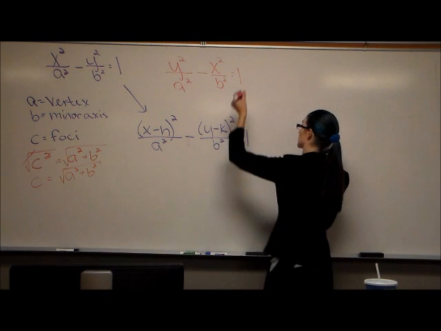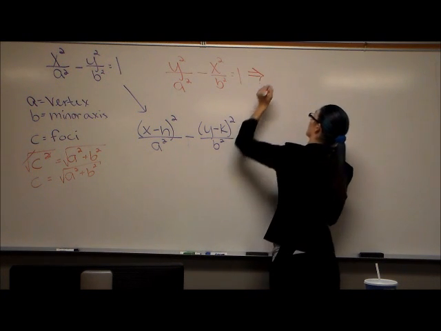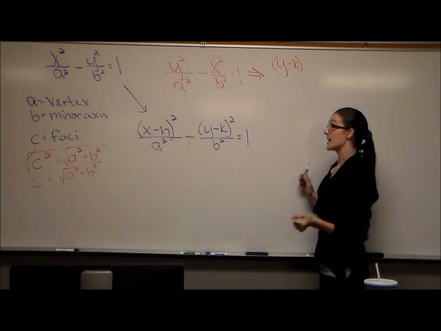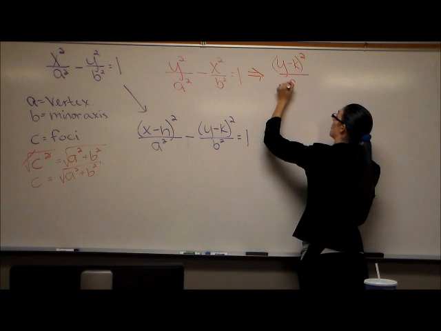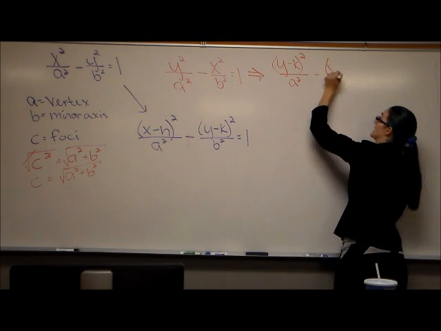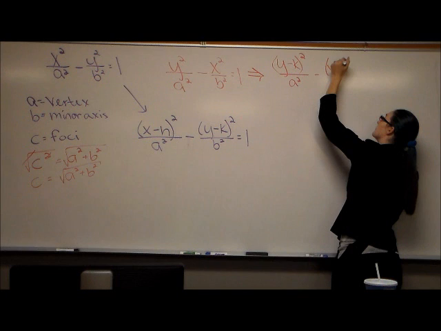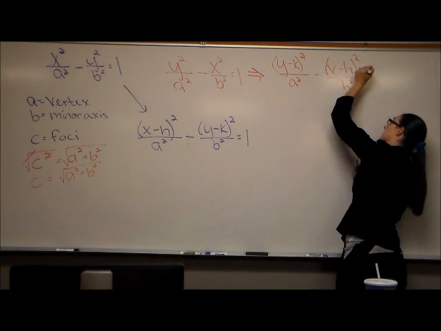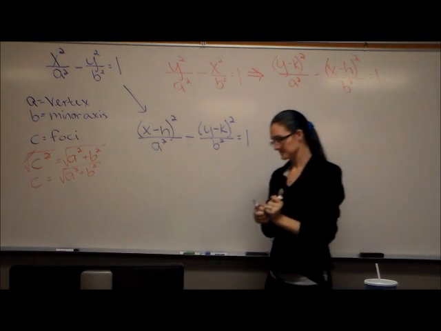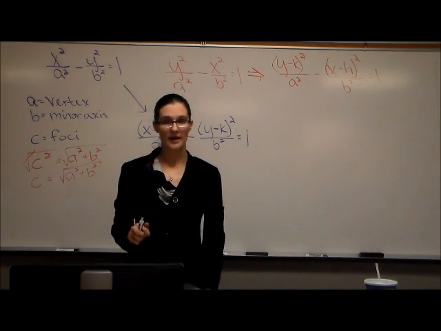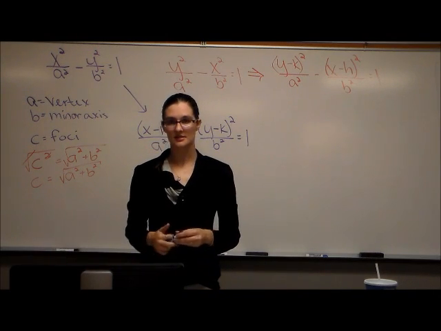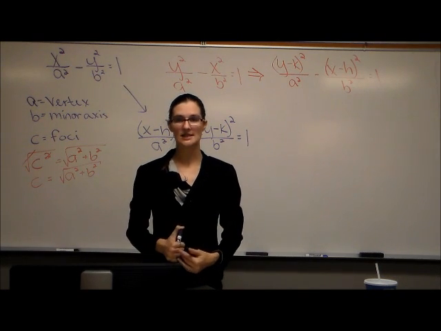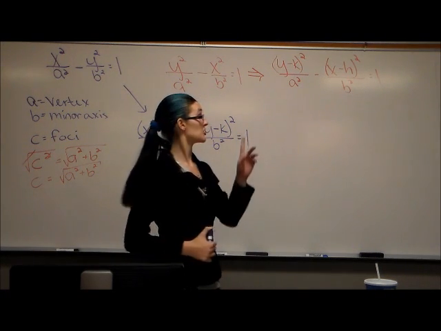So when the y is your major axis, your y still has to come first, but k is always with y. So y minus k squared over a squared minus x minus h squared over b squared equals 1. Make sure whatever's first is your major axis. Your center is your h, k. They're always opposite of whatever sign is in the equation. And it should always be equal to 1.